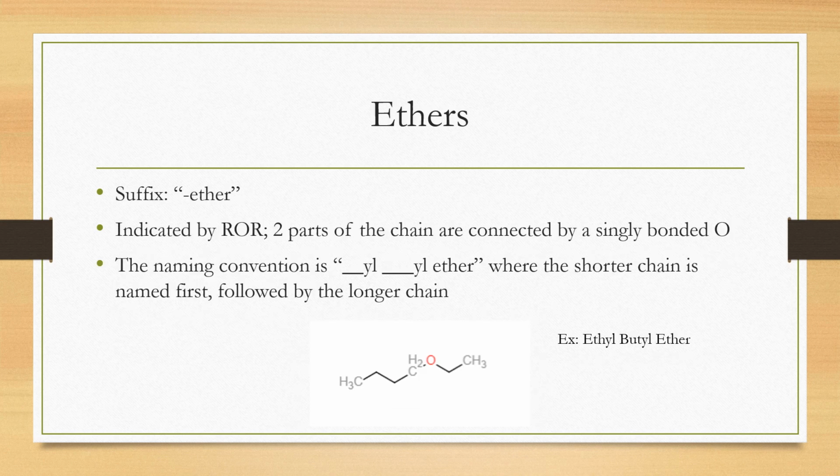Easily confused with esters are ethers. They are 2 chains connected by a sole single bonded O. They are named by length with the shorter listed first.